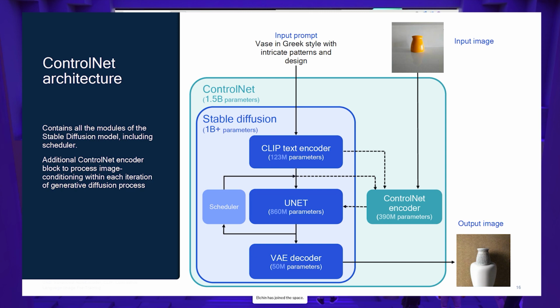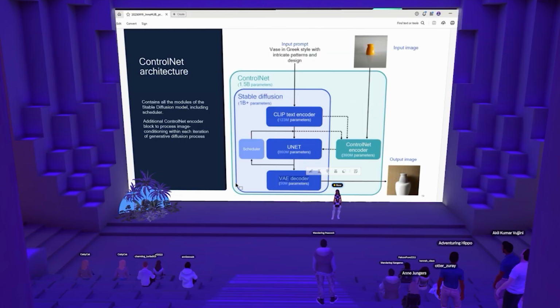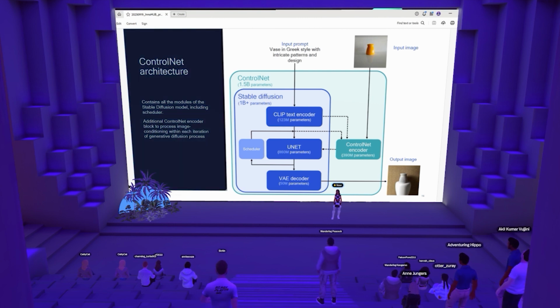Finally, the UNet generates another latent representation, which is sent to this decoder. The decoder finally generates an output image. So this is what happens within Stable Diffusion. This is how it processes your text embedding and generates an image which answers the text embedding. So that's the Stable Diffusion part.